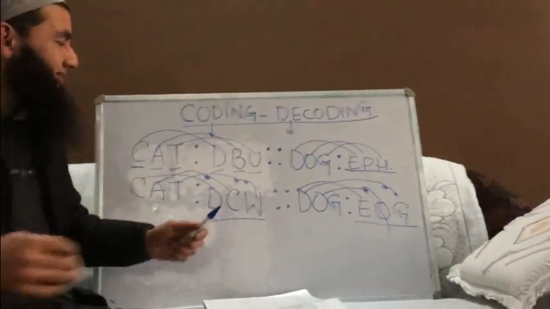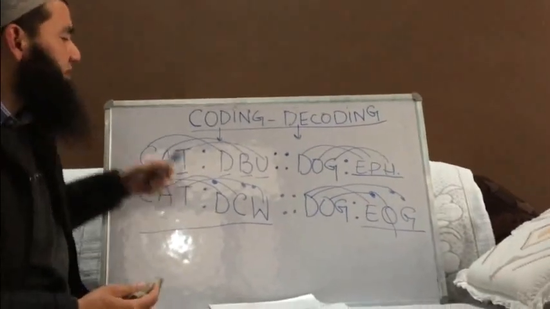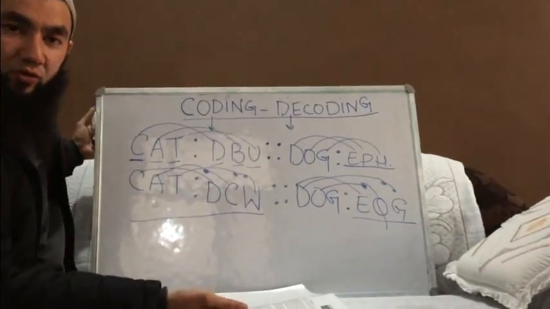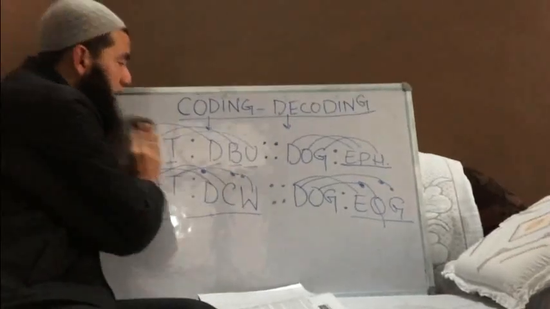So this is the basic understanding of coding and decoding. There are various dimensions of coding and decoding. I'll be sharing all of them one by one.